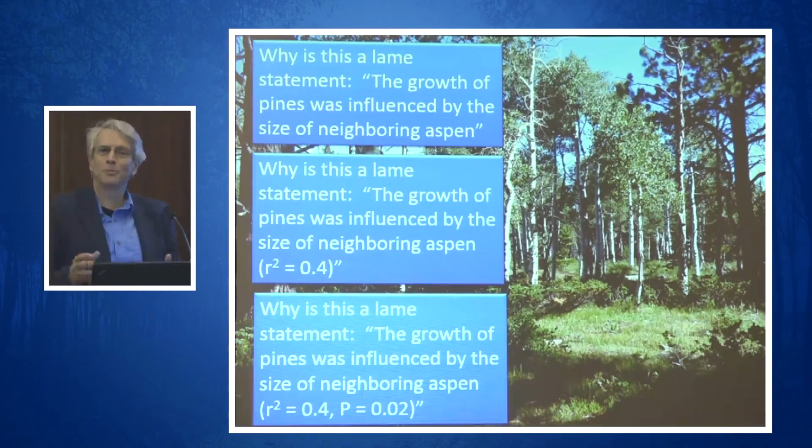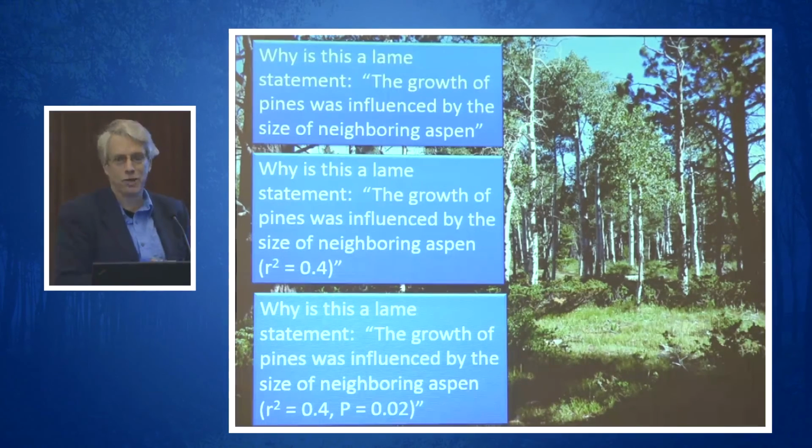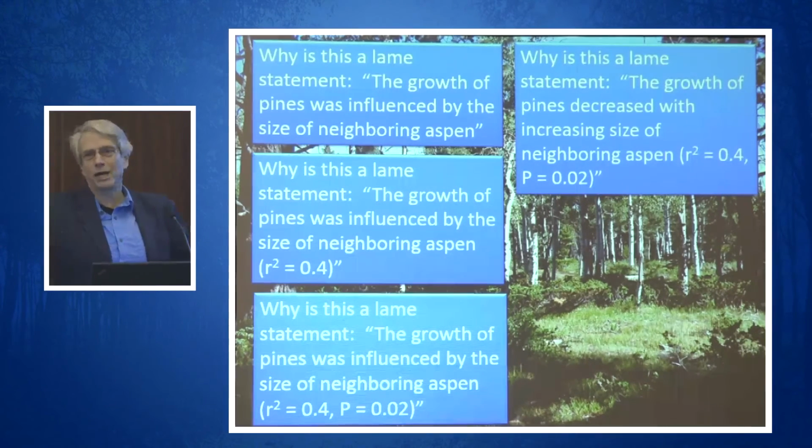So here's another version, but I'm still going to say this is a lame thing to write in a paper. The growth of pines was influenced by the size of neighboring aspens, and now we have a p-value, so we know that that association is probably not just a random association. There's probably something else going on. But this is still not a very good statement. Okay, here's more details, but it's still not a strong story.